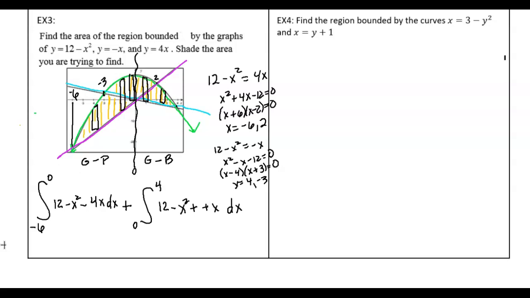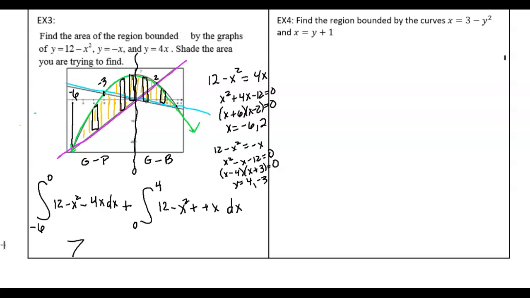Okay, and so we're going to type these in. So go to math, number 9. I'm going from negative 6 to 0 of 12 minus x squared minus 4x dx.